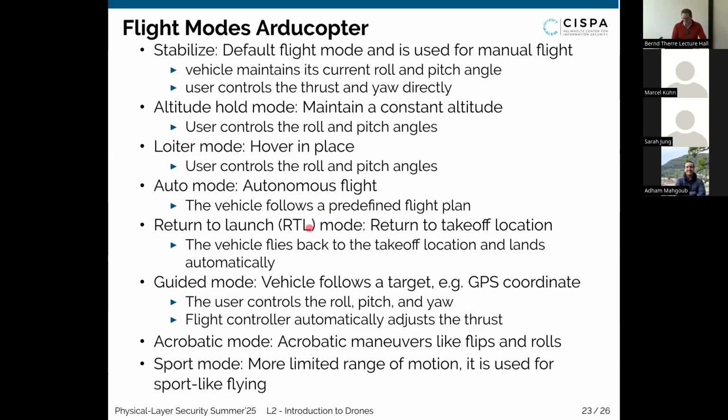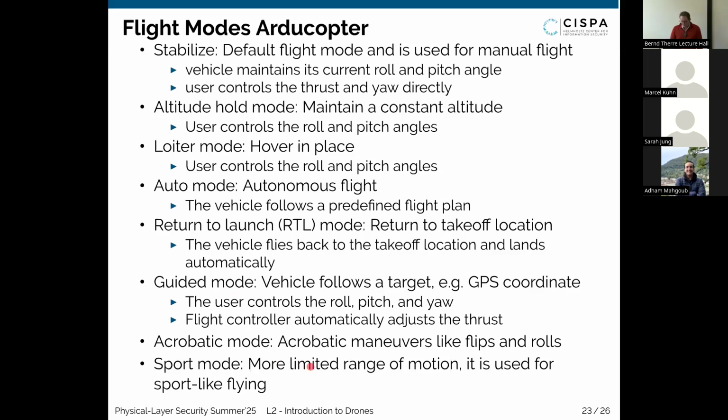You have a return to launch mode, where the drone returns to wherever it thinks it took off from. This could be, for example, a safety feature, or if it lost control to the controller otherwise. There's a guided mode where you could follow a target, and the target might be moving or something like this. And acrobatic and sport mode, if you want to have full control, lots of low-level control of how the drone moves. If you want to have control of roll, pitch, thrust, yaw, and all these things at the same time, you can use these modes, yeah?